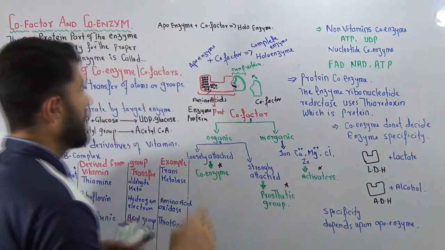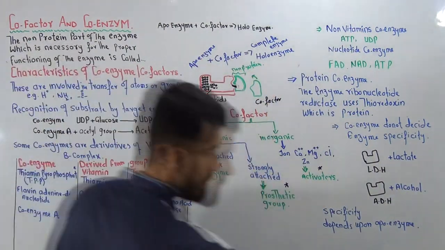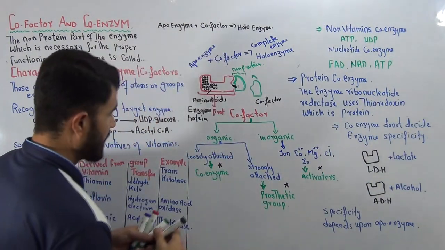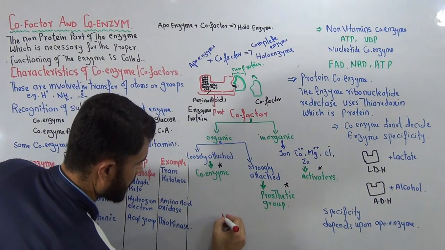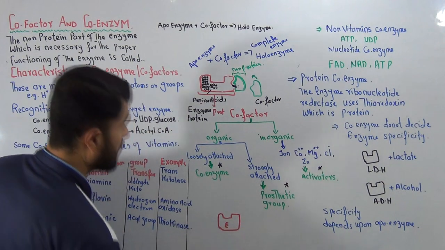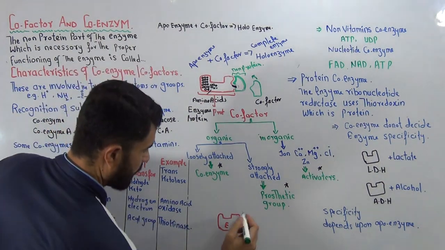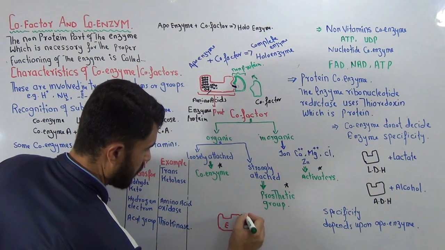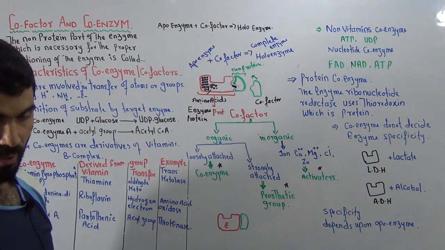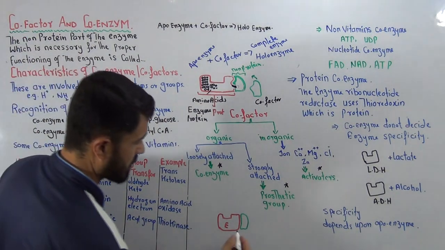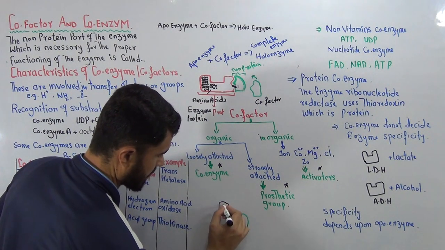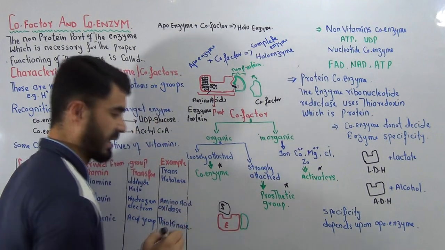Means, let's suppose I'm going to erase this diagram. Let's suppose this is one enzyme. This is our enzyme, I can write here E, and the cofactor is attached here. This is the cofactor. The role of cofactor, number 1, is to transfer. Let's suppose here is a substrate. This is our substrate S.